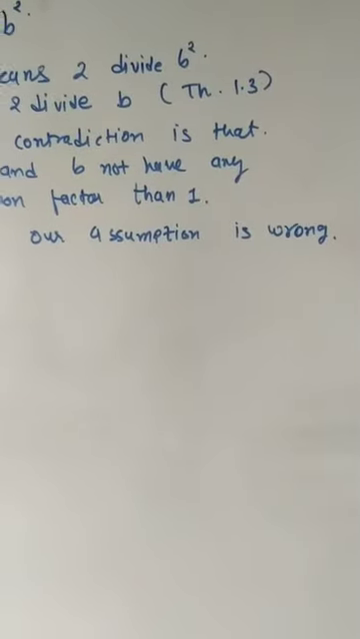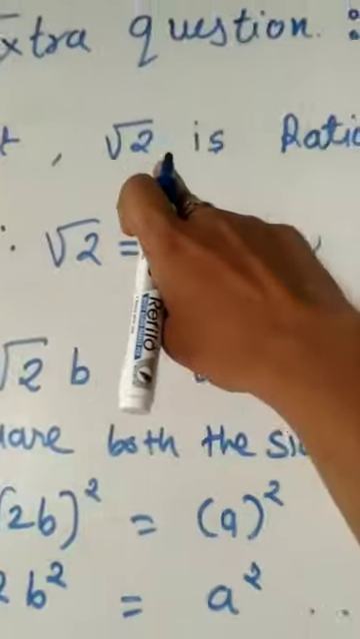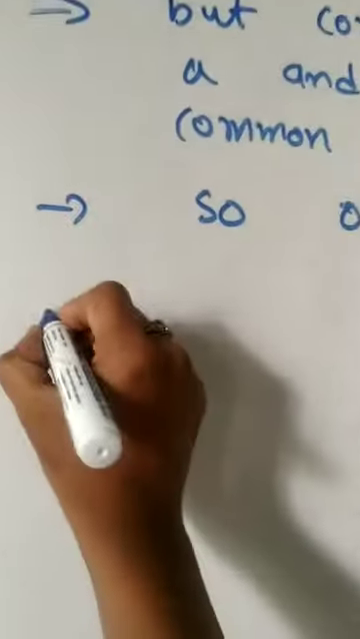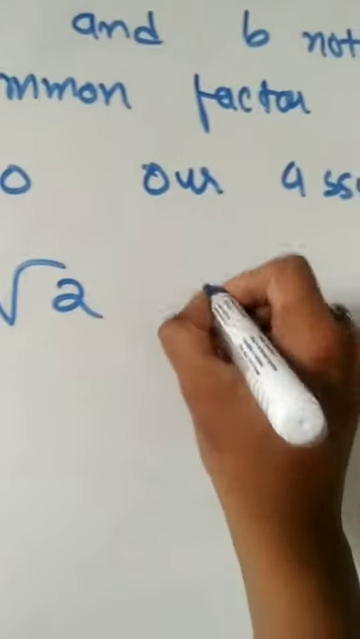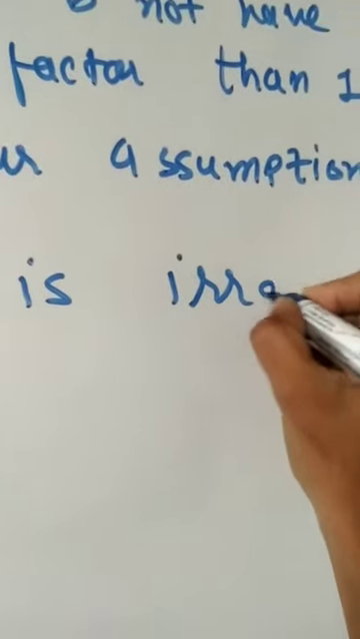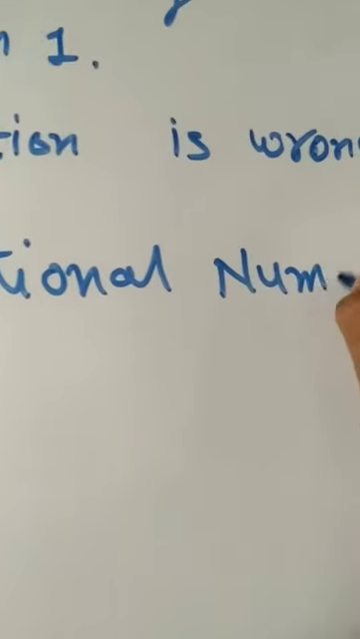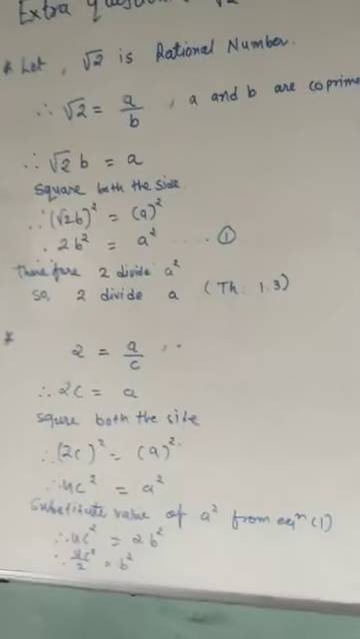So we have assumed that our assumption is wrong. Here we assumed that root 2 is a rational number, and that our assumption is wrong means root 2 is an irrational number.